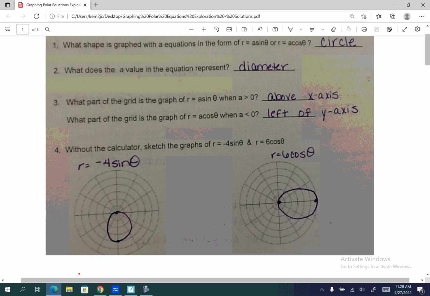And then without a calculator, hopefully you were able to draw these two. If we have a sine, it's going to be above or below the x-axis. If we have a cosine, it's going to be left and right. And then the number in front tells me the diameter. Positive or negative tells me again whether it's above, below, or left or right with those. Okay.